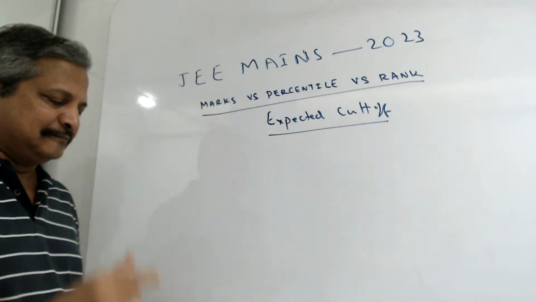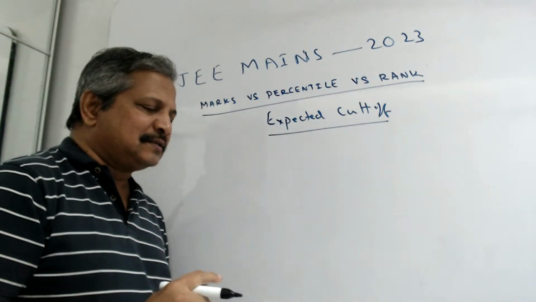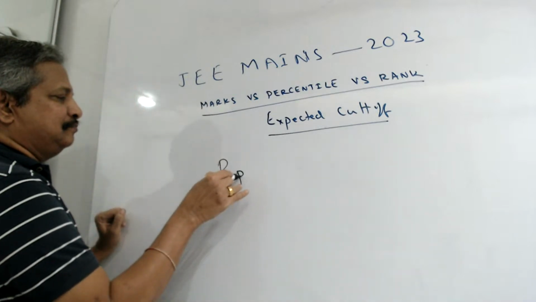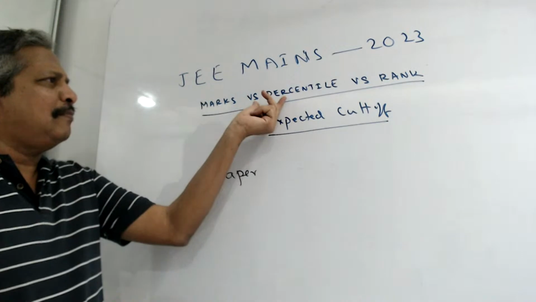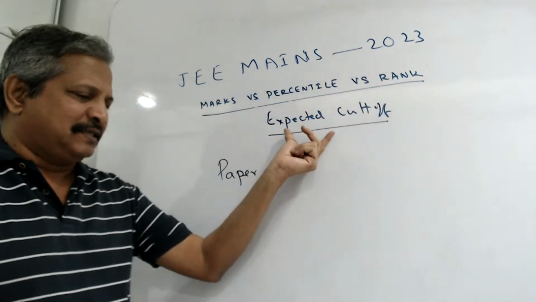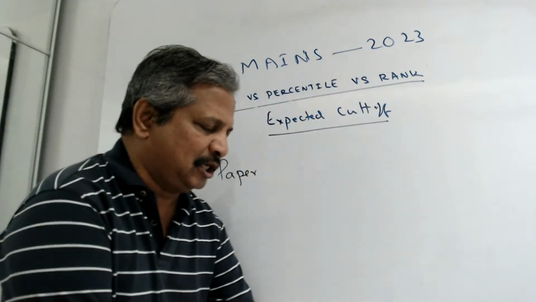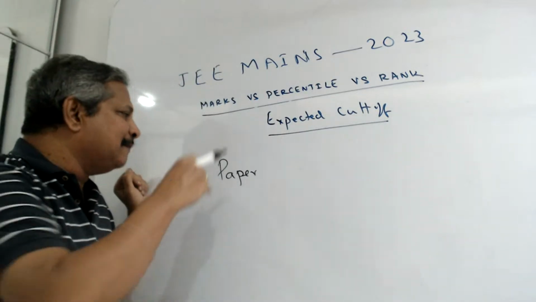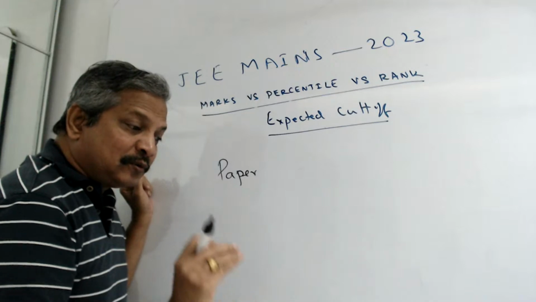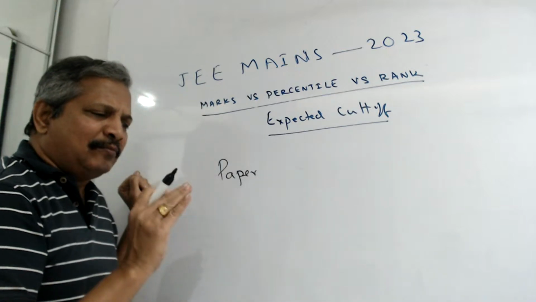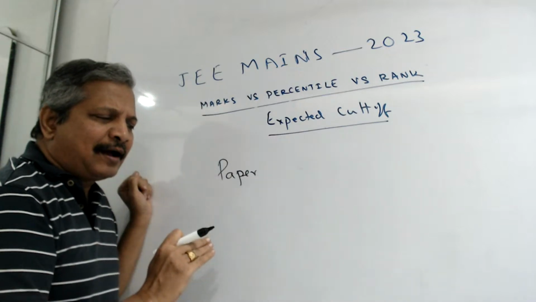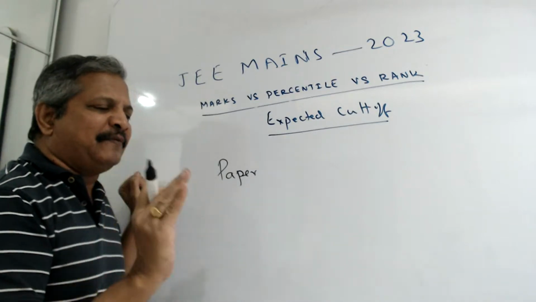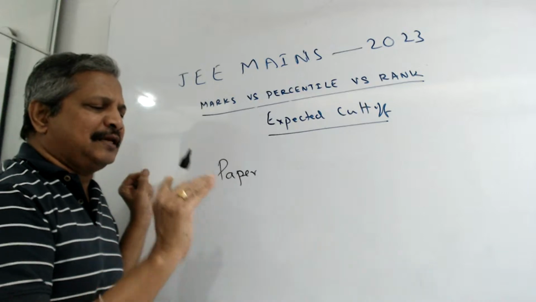Now coming to the first thing, the paper pattern. Marks, percentile, rank and expected cutoff I will tell after 5 minutes, because we started exactly at seven, 1 or 2 minutes early. About today's paper pattern, almost 2 months back I had given a program, and in that I told what type of questions are expected. They came almost in the same line.